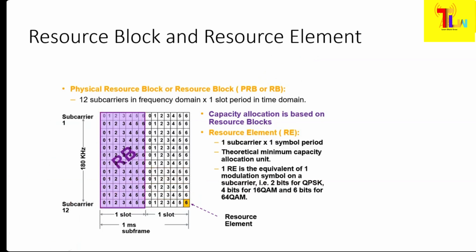So as of now, consider PRB and RB to be the same. The definition of one PRB, physical resource block, is 1 slot in the time domain and 12 subcarriers in the frequency domain. And this is the same in NR as well. This is the smallest unit.